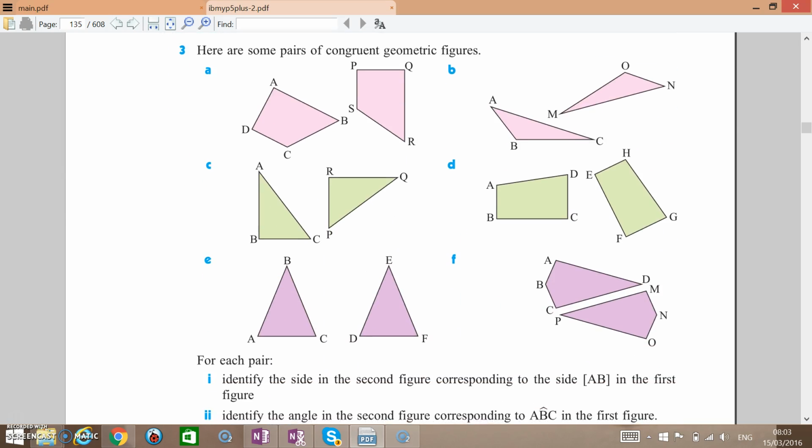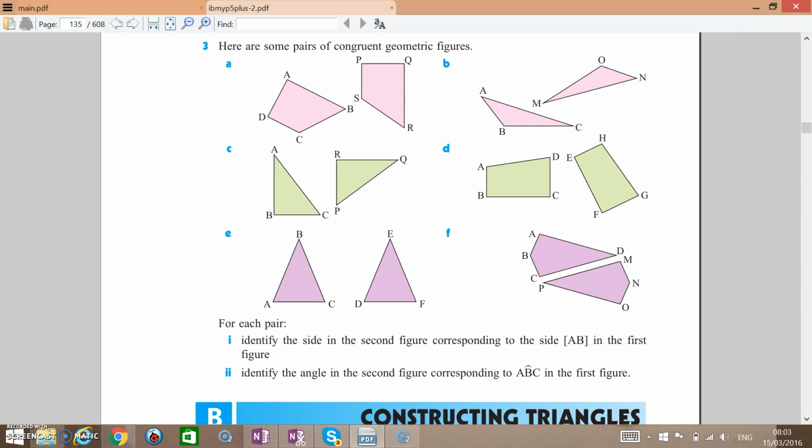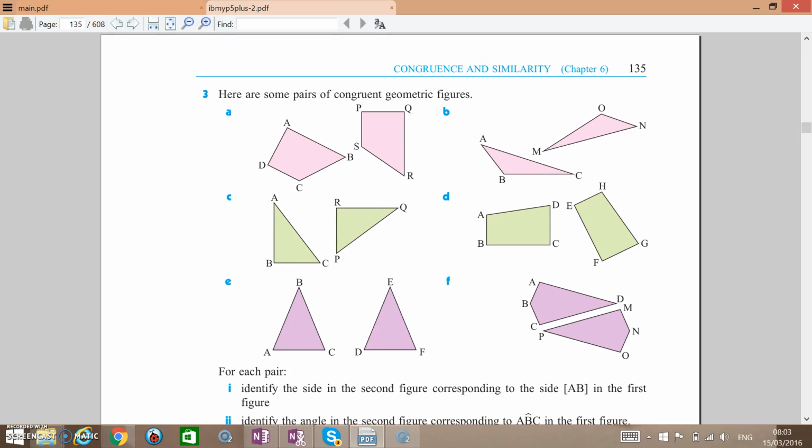Okay. Now, here's some pairs of congruent figures. Okay, so we know they're the same shape and size, that's given, we don't need to prove that. And it says, identify the side in the second figure corresponding to the side in the first figure. So, for example, if we look at side CB in 3A here, CB is the sloping side, I guess you could describe that as, and you can see it corresponds to SR.